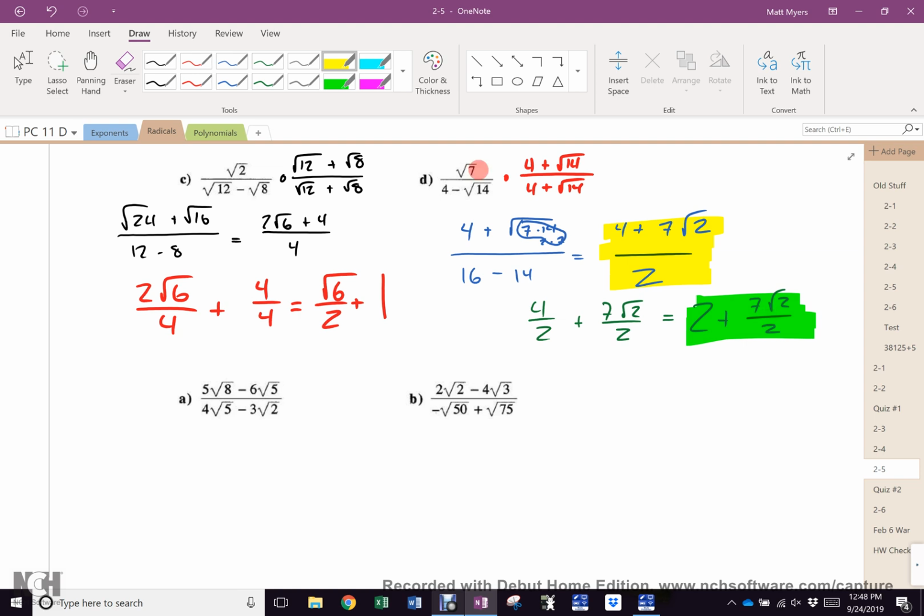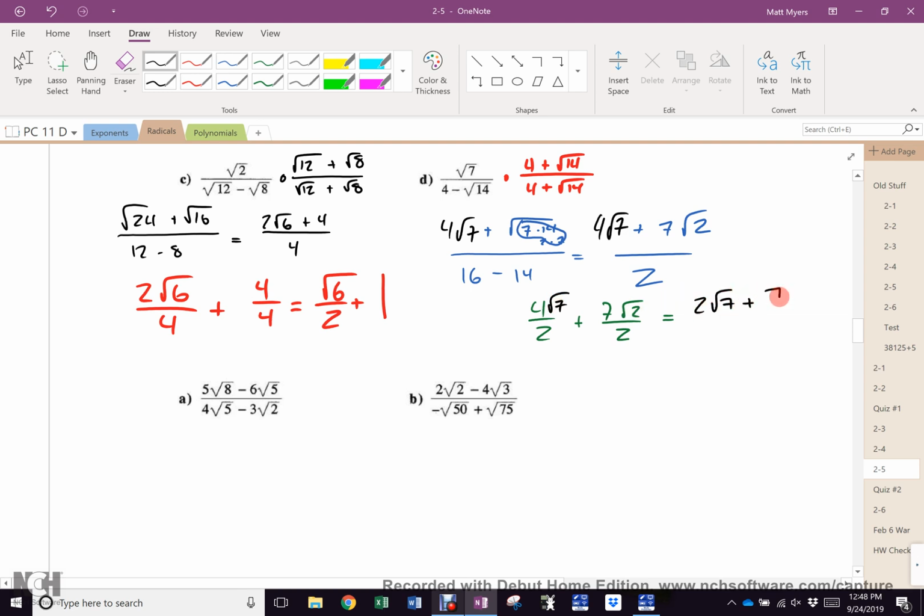Wait. Oh, I forgot the first root 7. Thank you, Jacob. 4 root 7. I forgot that first root 7. What a dunderhead. So this is, of course, 4 root 7. So it is, of course, 2 root 7 plus 7 root 2 over 2. Whew! Thanks, Jacob. Well played.